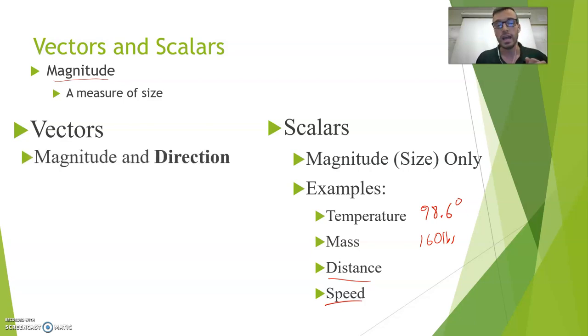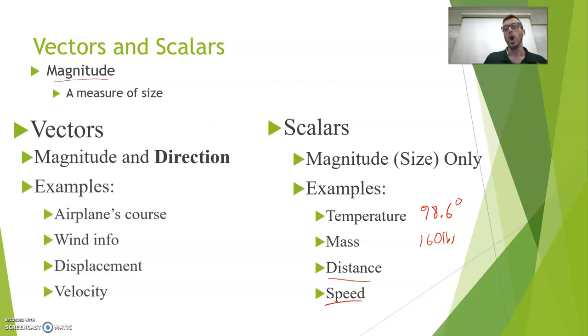But vectors have magnitude and direction. Some examples of that would be like an airplane's course. If you were flying somewhere and the pilot got on and said we are going about 150 miles an hour, and he didn't tell you which way you were going, you might be concerned that you were on the wrong flight. So the airplane's course would have a magnitude. The magnitude there would be 150 miles per hour. The direction would be something like maybe north-northeast, or whatever.